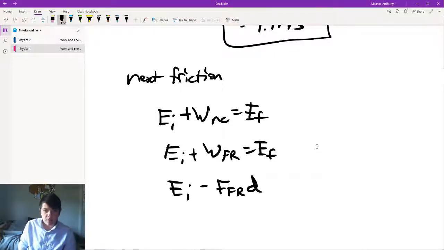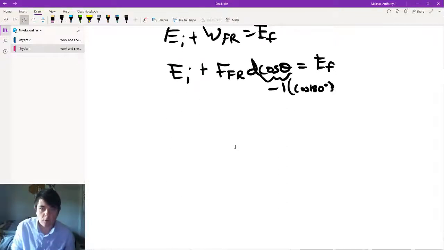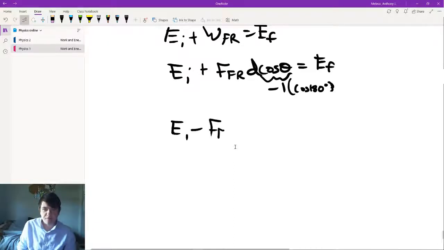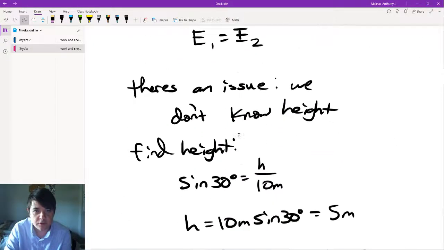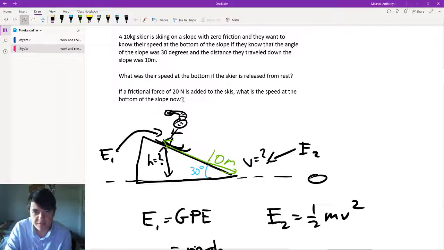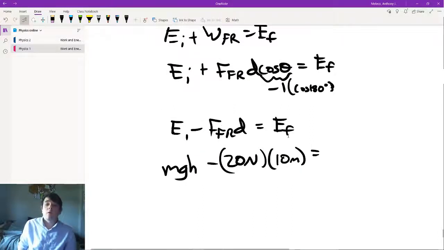I guess you could do plus, and then cosine of that, and then this becomes -1 because cosine of 180 is -1. And so then you get E1 minus force of friction times D equals EF. Okay, so now we can actually start doing this. So now we do mgh minus force of friction, which they told us was 20 newtons, times the distance, which they said was 10 meters. He's going 10 meters, and frictional force is 20 newtons, right? And so EF is your 1/2 mv squared.